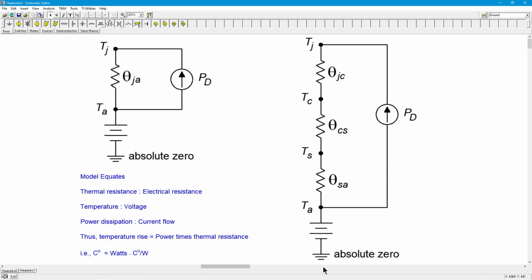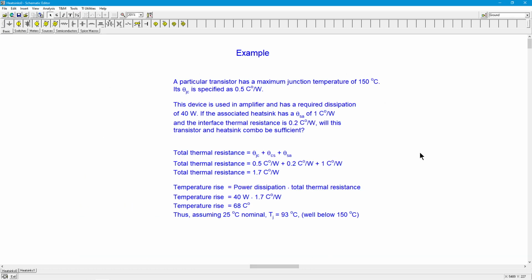So let's go to an example problem here, right? So I'm just saying we have a transistor and it's rated for a maximum junction temperature of 150 degrees centigrade. We look up on the data sheet, the thermal resistance junction to case is half a centigrade degree per watt. Now I'm going to use this transistor in an amplifier, and we require a 40 watt dissipation. In other words, the thing we did right at the front of this video when we looked at the transistor, we figured out what the power dissipation had to be. So we're going to say it's 40 watts.